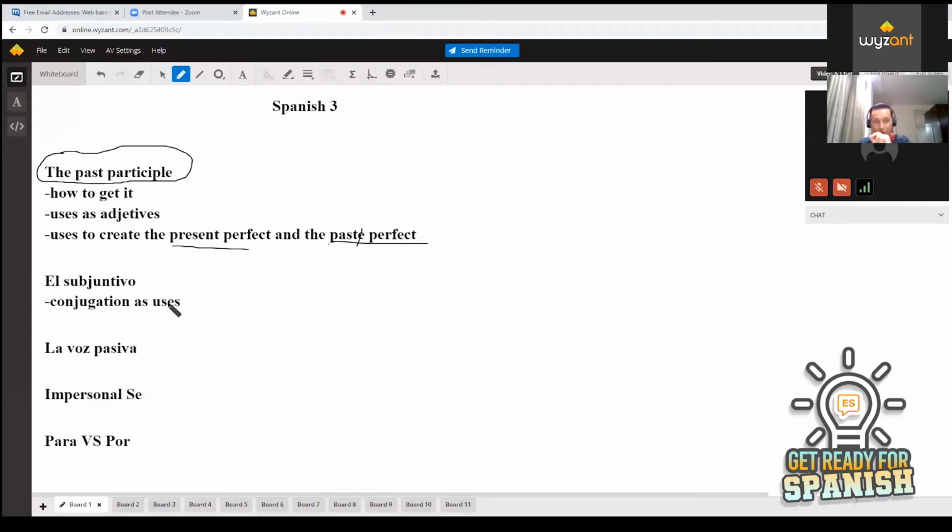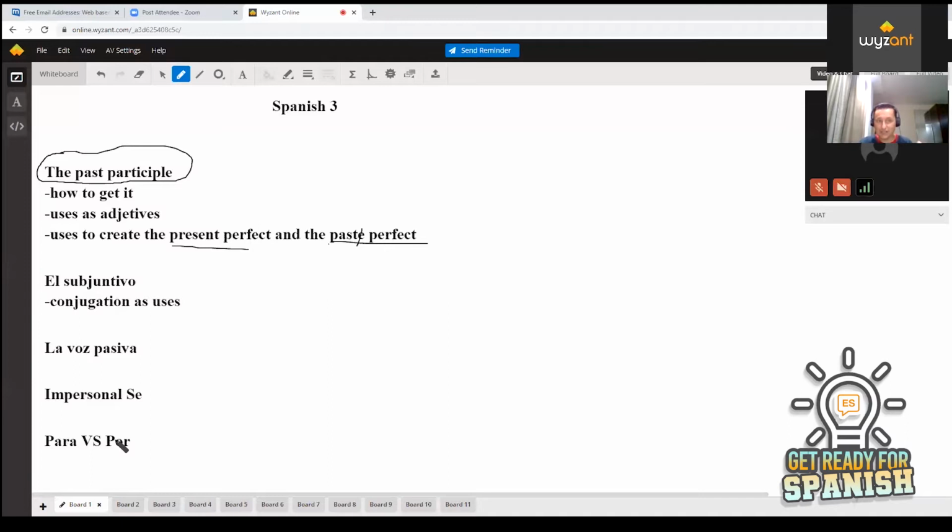So, please, let's try to see this together, and I'm going to give you a few tips to master the subjunctive. Also, la voz pasiva, the passive voice, el impersonal se, that's another big thing we're going to see. And finally, para versus por. These prepositions in English, for or in order to, when do we use para or when do we use for, also is going to be part of your class. And this one can be confusing.